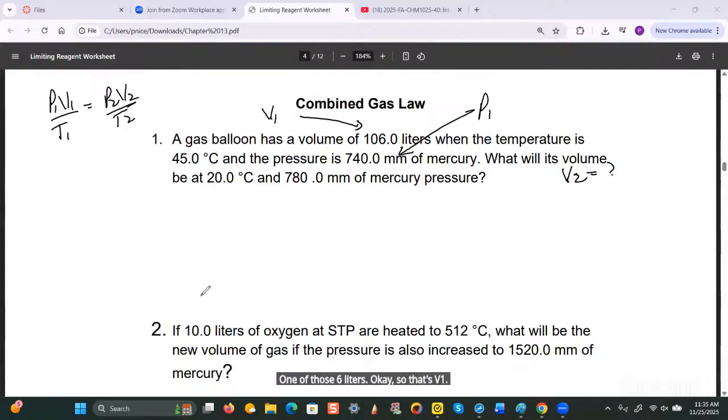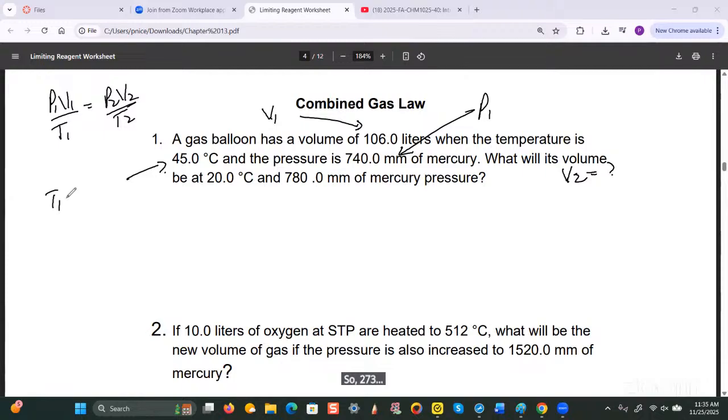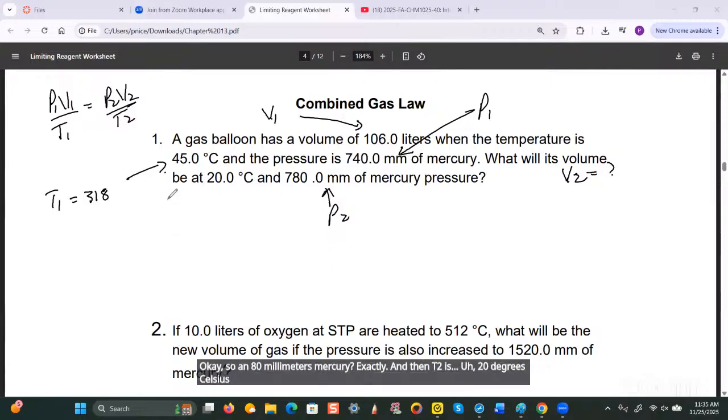And then what is T1? 45 degrees Celsius, which transferred over to Kelvin. Yeah, 273 plus 45. So 273 plus 45 is 318 Kelvin according to my calculations. Okay, and then what is P2? It's 780 millimeters mercury. Exactly. And then T2 is? 20 degrees Celsius plus 273. That's 293 Kelvin. So T2 will be equal to 293 Kelvin, right?